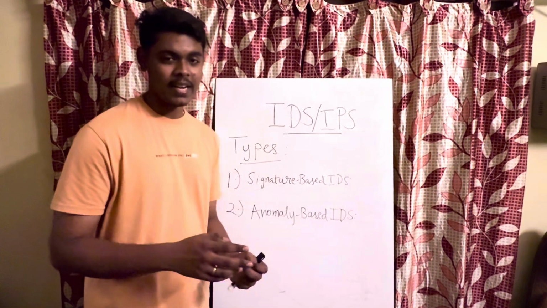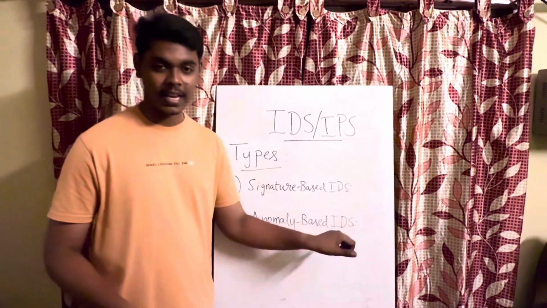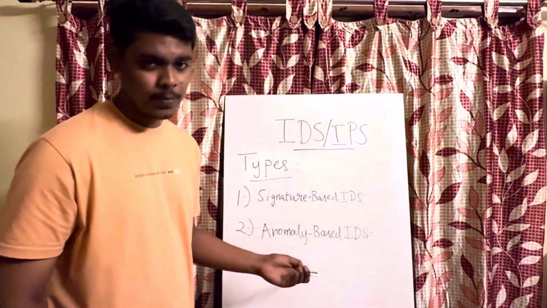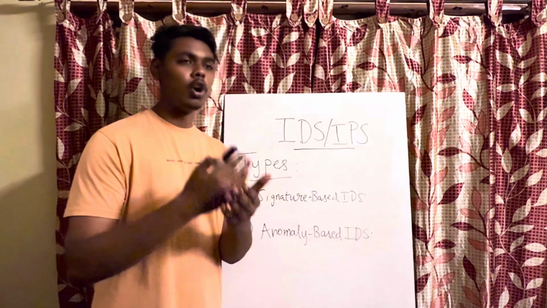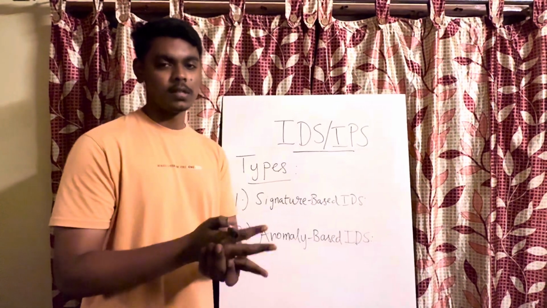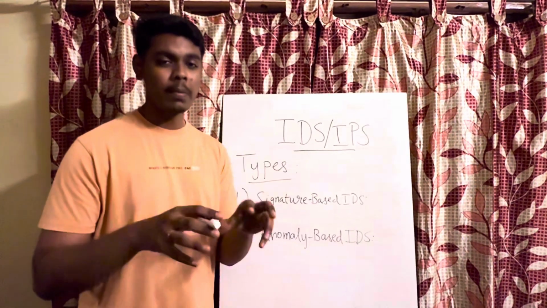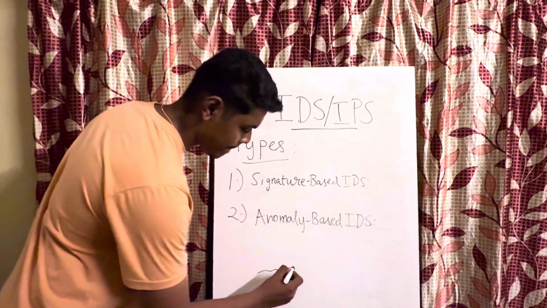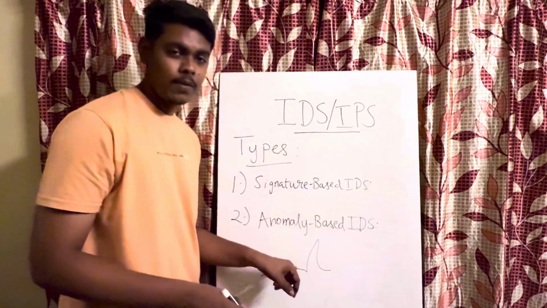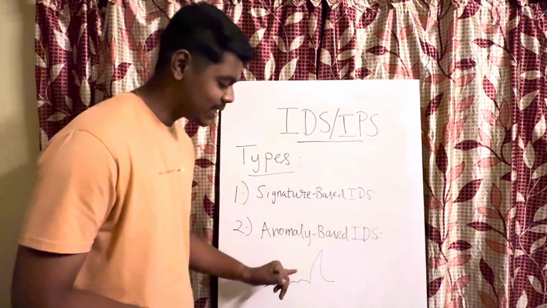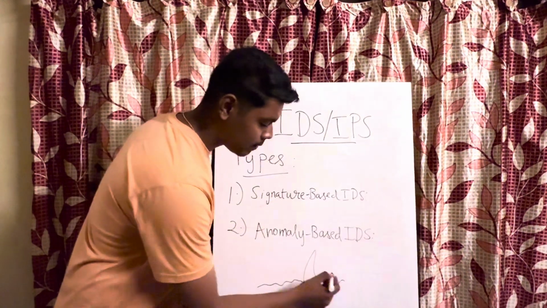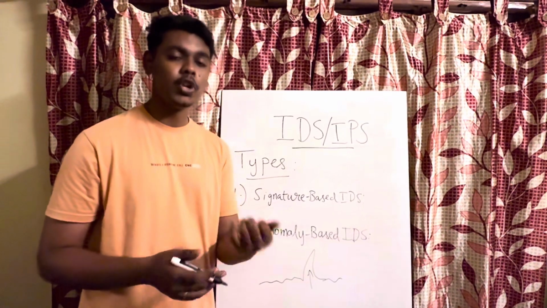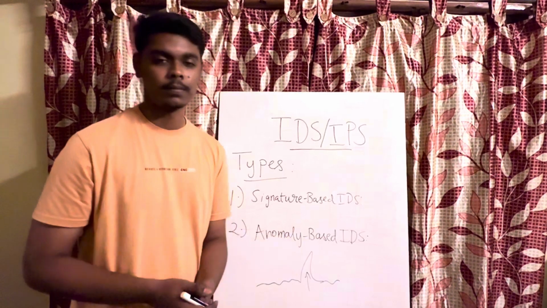The second type of IDS we're going to look at is anomaly-based IDS. This system is a little bit better than the signature-based IDS. It will learn your normal behavior in your network or your system. Let's say this baseline is your normal behavior, and suddenly there is a new behavior that is a deviation from your normal behavior. It will flag this as suspicious. So this system is more useful for newer and unknown attacks on your network.